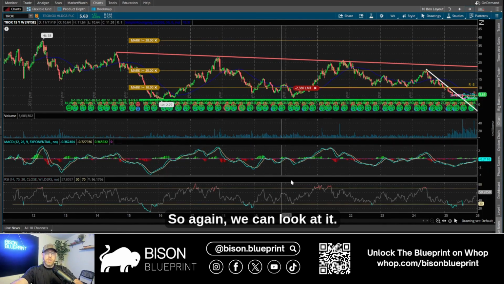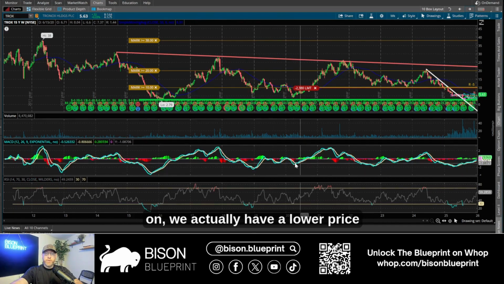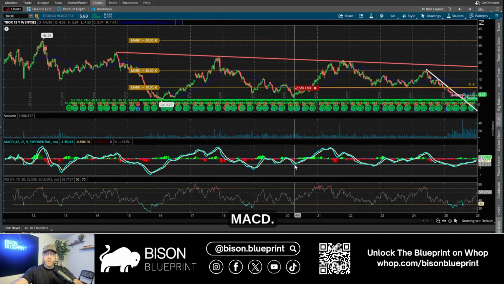So again, we can look at it. The same thing happens here. We have a crossover, and then later on, we actually have a lower price and we have a higher MACD.